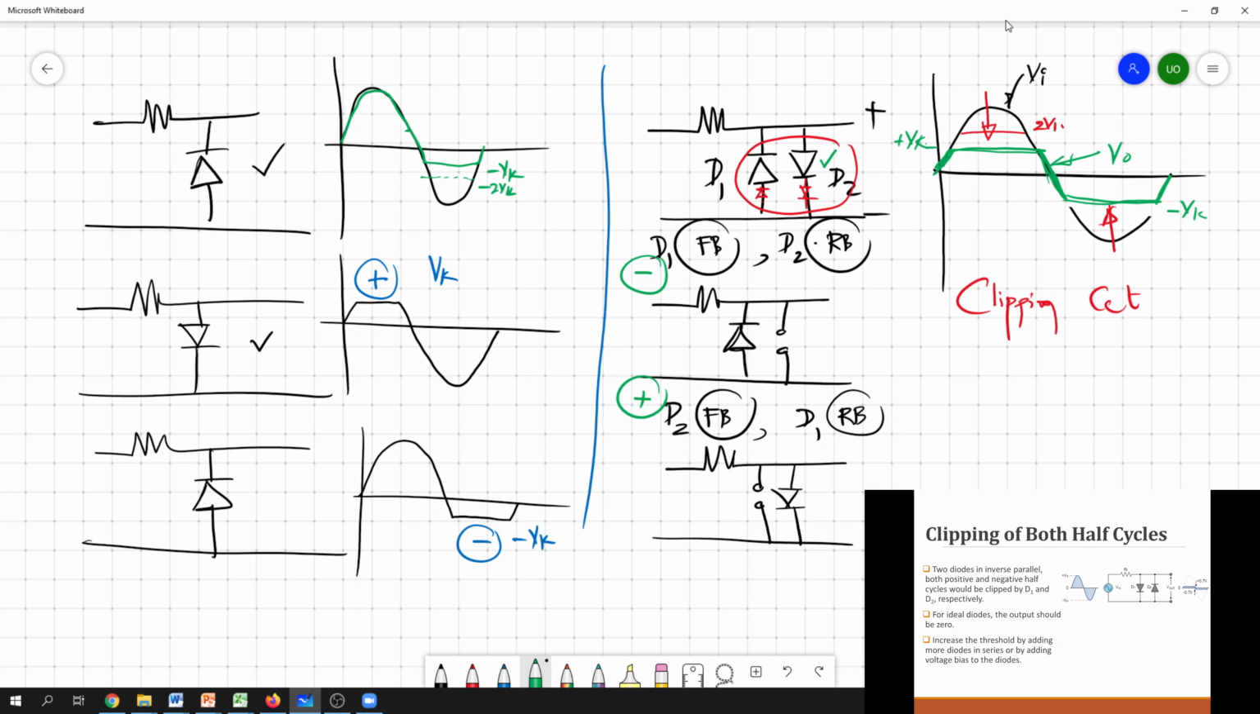Next time we'll discuss slightly more complicated circuits, and how to identify or get an idea of how to get the output voltage and how the circuit behaves.